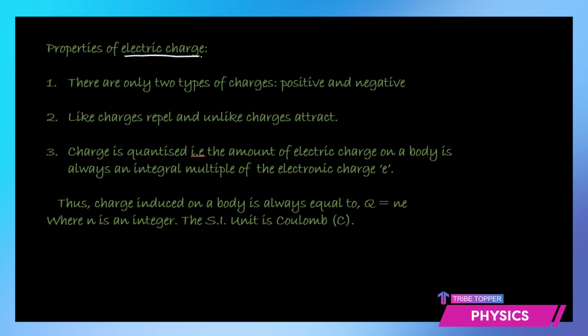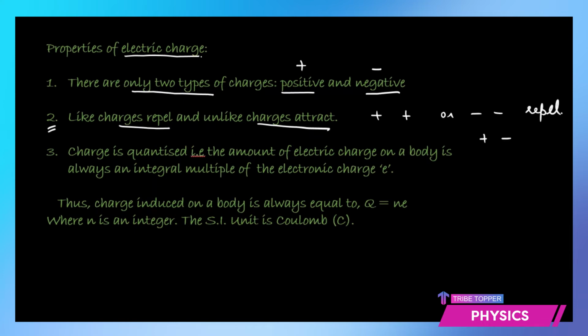Number one, probably you already know that there are only two types of charges, positive and negative. This you must be knowing because we haven't heard of any third kind of charge. And how do these charges behave? How do they interact with each other? That's the second property, that like charges repel and unlike or opposite charges attract. That means a positive and positive, or a negative and negative, will repel each other, while a positive and negative will attract each other. And third property, which is very, very important, is that charge is quantized.